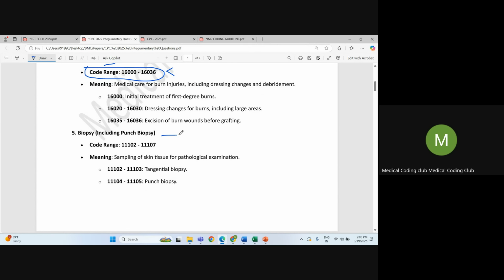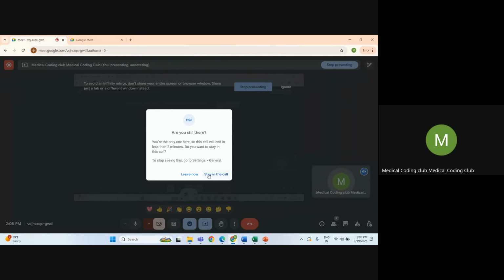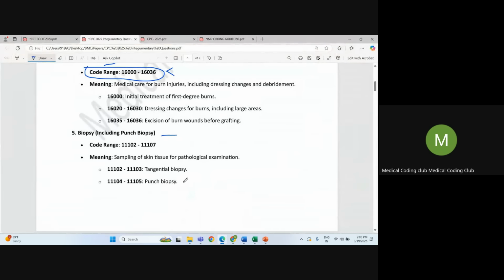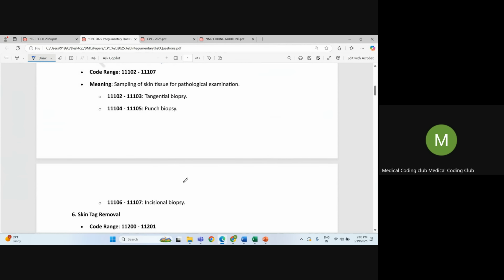Next, biopsy. Here we have 3 types of biopsy: tangential biopsy, punch biopsy, and lastly incisional biopsy. The incisional biopsy is the most severe one, punch biopsy is the second, and tangential biopsy is the third. The coding guideline here is that you are only supposed to use one primary code, and this matters whenever the provider performs 2 to 3 lesion biopsies on the same day utilizing 2 different techniques.